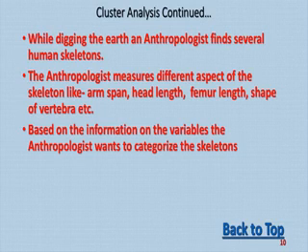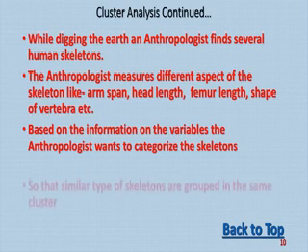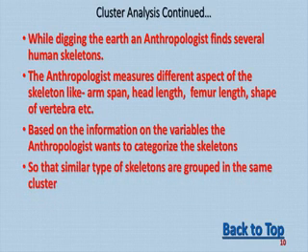Now he is measuring, and then he wants to classify them into some groups, measuring different aspects like head length, arm span, femur length. Femur is the longest bone in our body. It is the bone from the hip to the knee. And then the shape of the vertebra, that means the spinal cord. So he is grouping similar types of skeletons, meaning in one group there will be skeletons of children, in another group skeletons of women, and in another group skeletons of men.